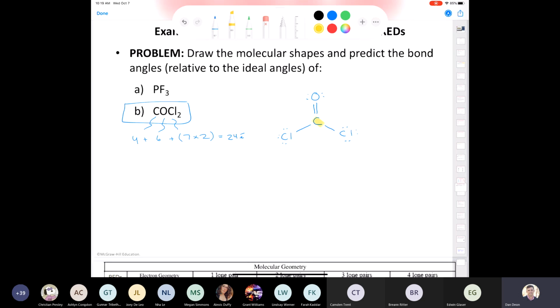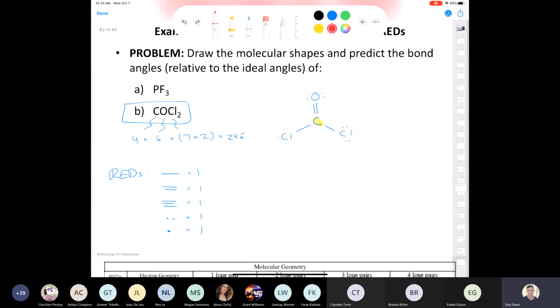How many regions of electron density are around that carbon atom? How many reds are there associated with that carbon atom? 3. The answer is 3, right? Because a region of electron density, okay? A single bond counts as 1 region of electron density. A double bond counts as 1 region of electron density. A triple bond counts as 1 region of electron density. A lone pair counts as 1 region of electron density. A radical counts as 1 region of electron density. And so we have 1 region of electron density here, 1 here, and 1 here. So that's a total of 3 regions of electron density.